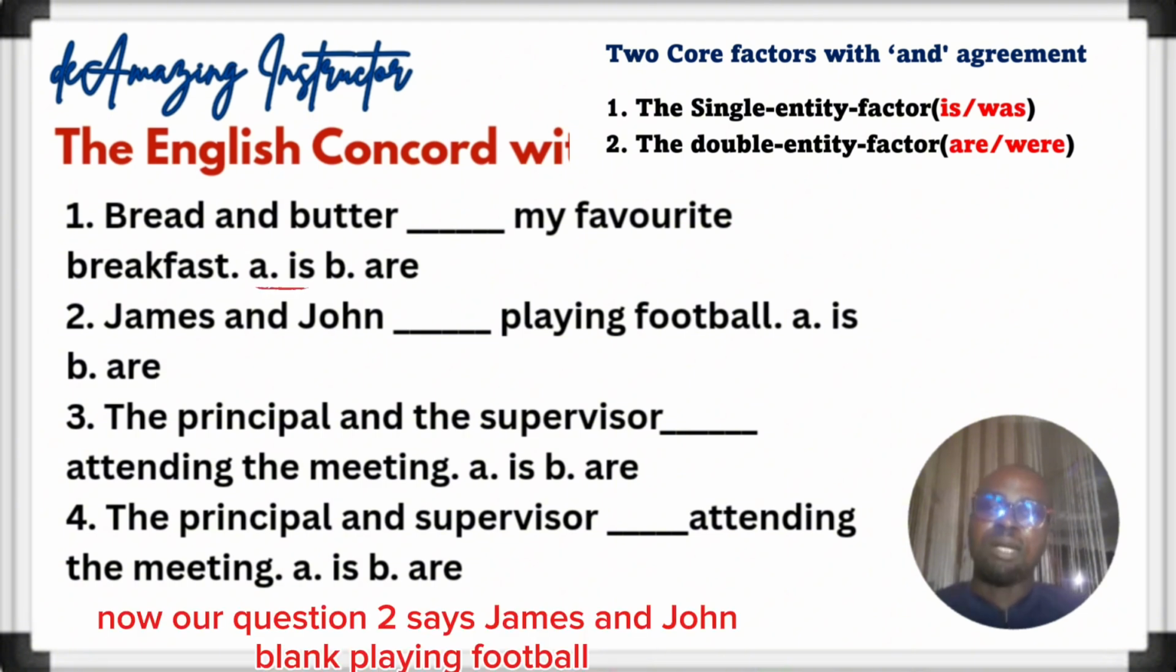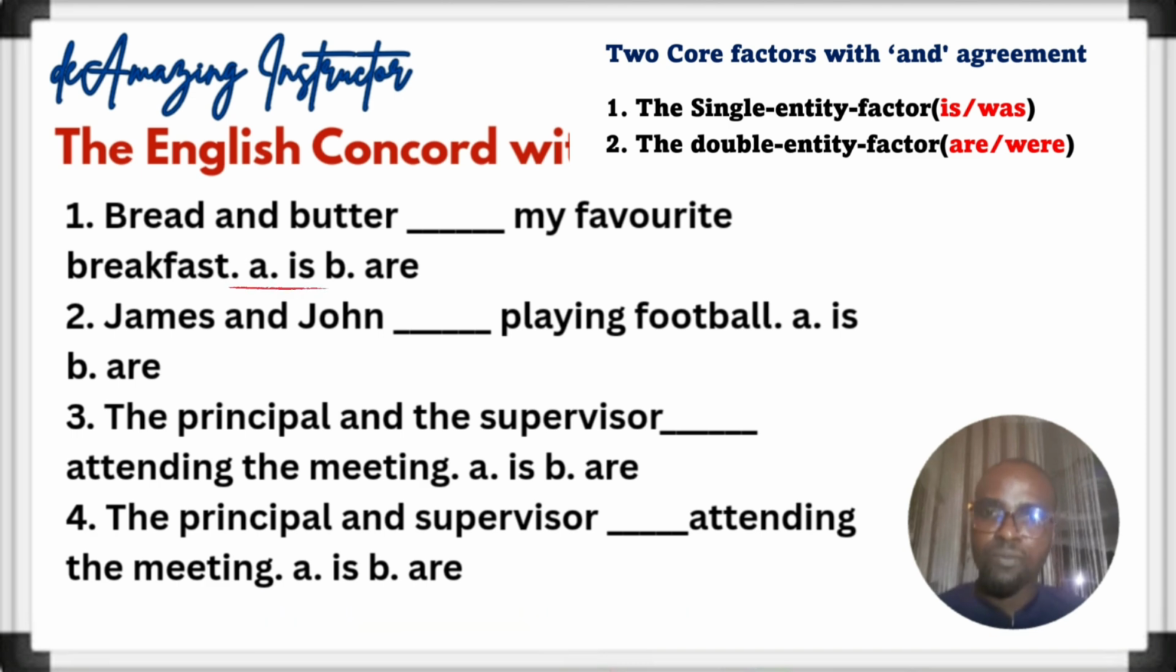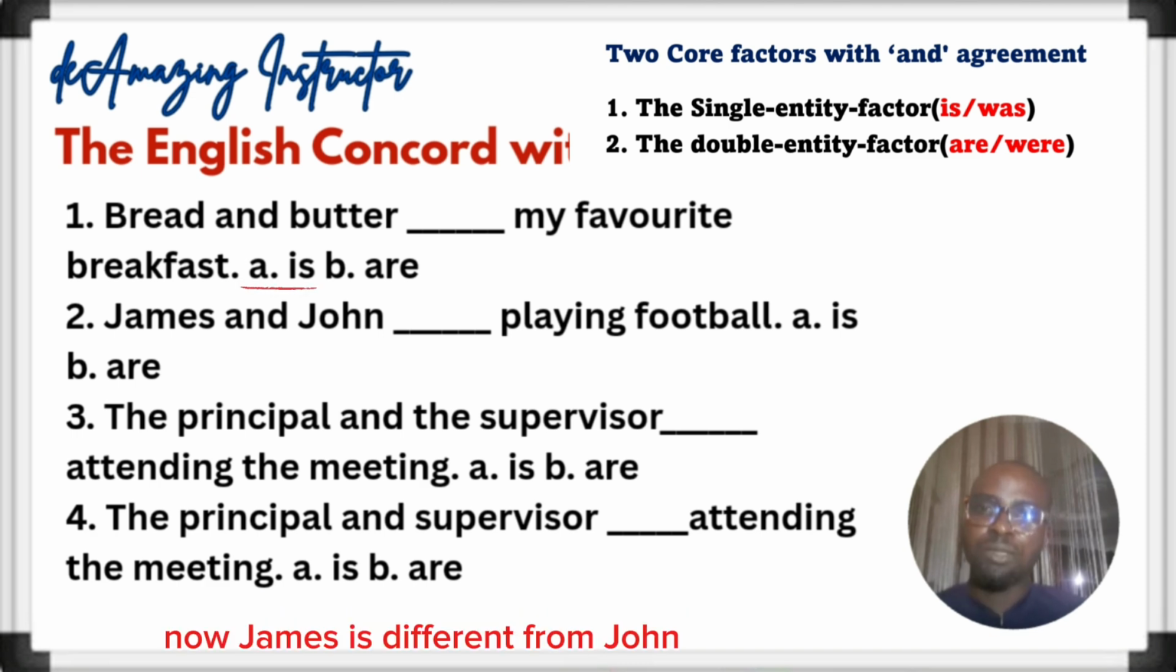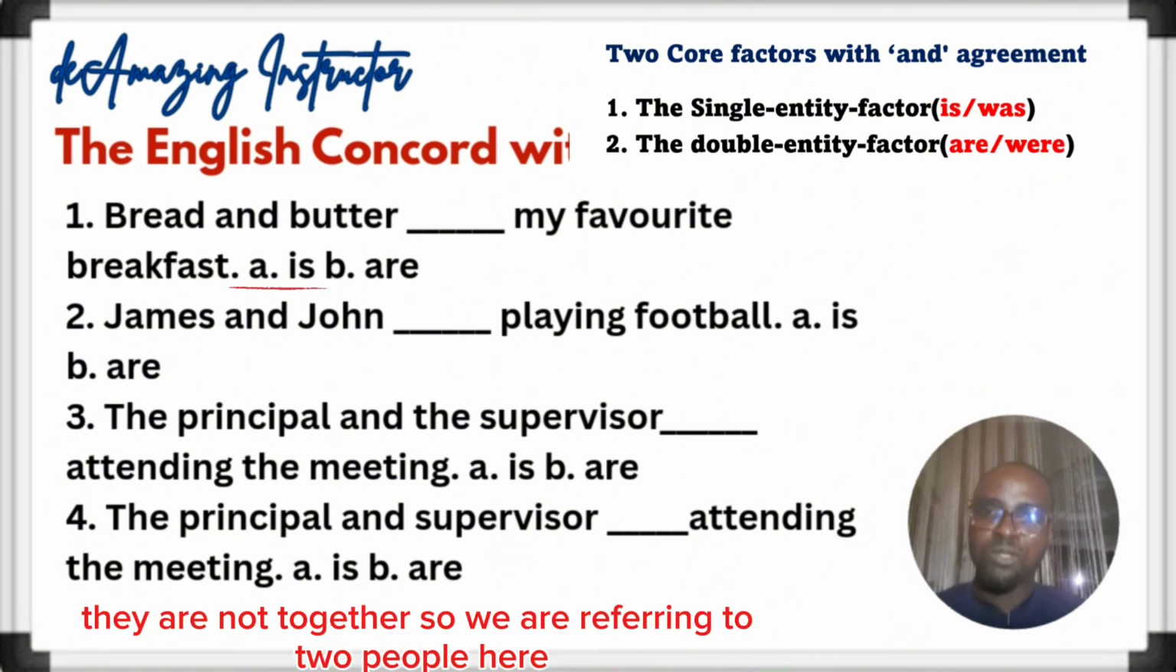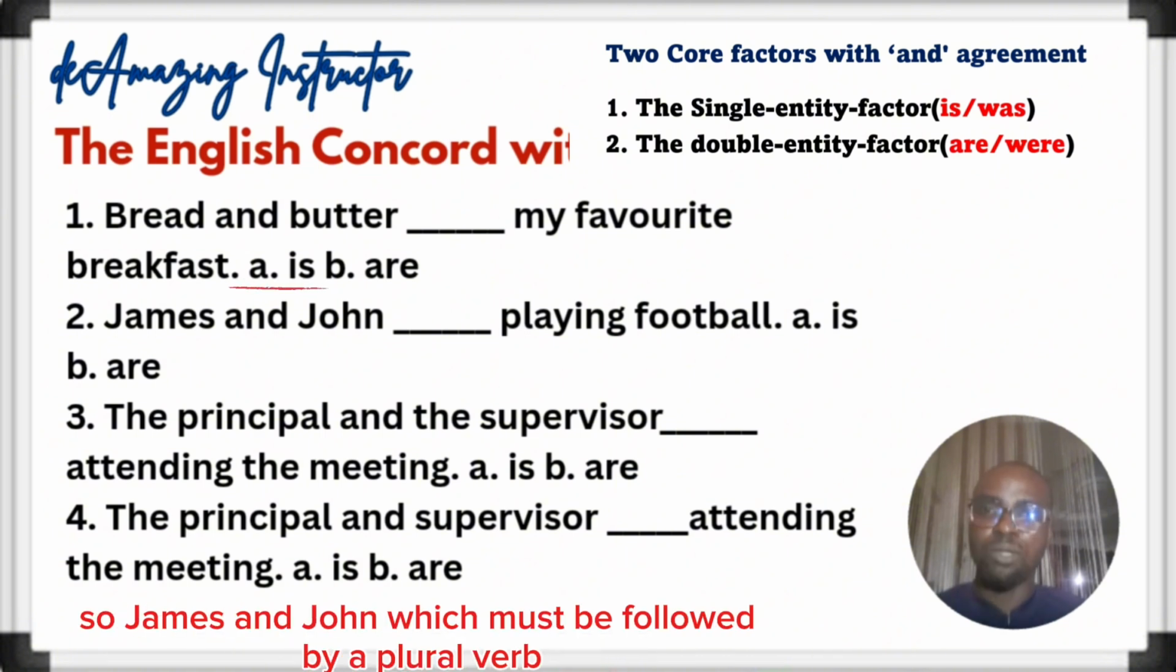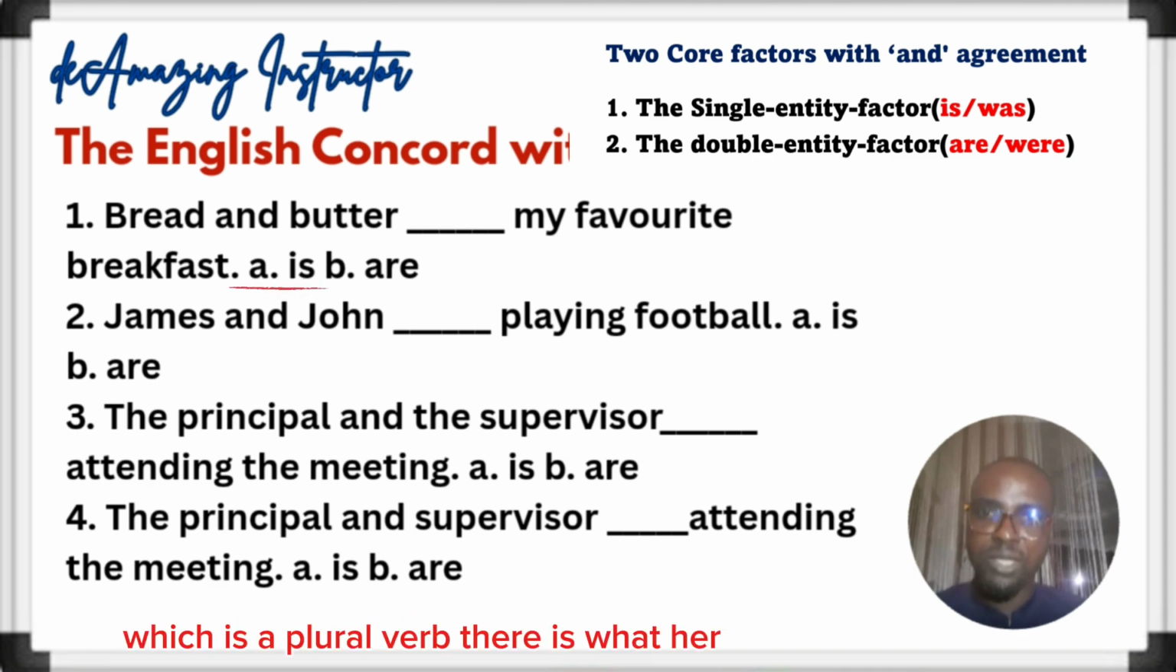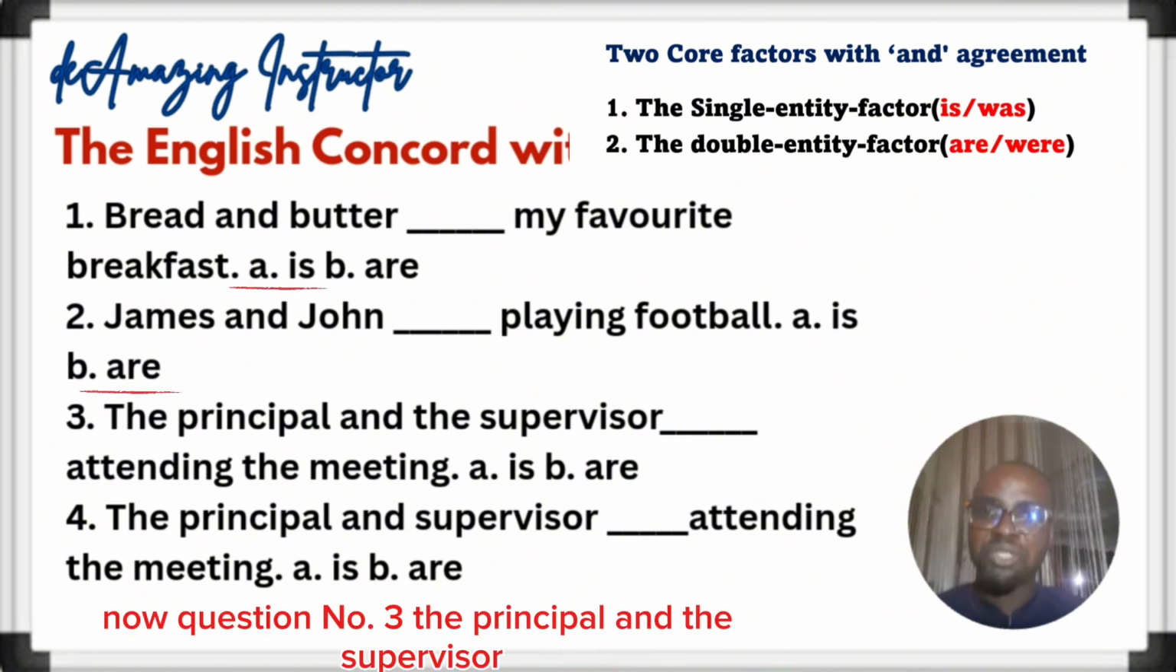Now, question two says, James and John blank playing football. Now, James is different from John. They are different entities. They are not together. So we are referring to two people here. So James and John must be followed by a plural verb, which is "are".